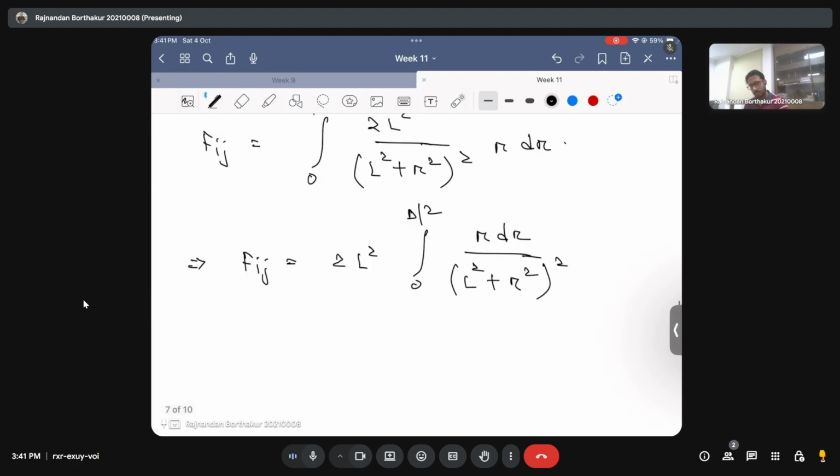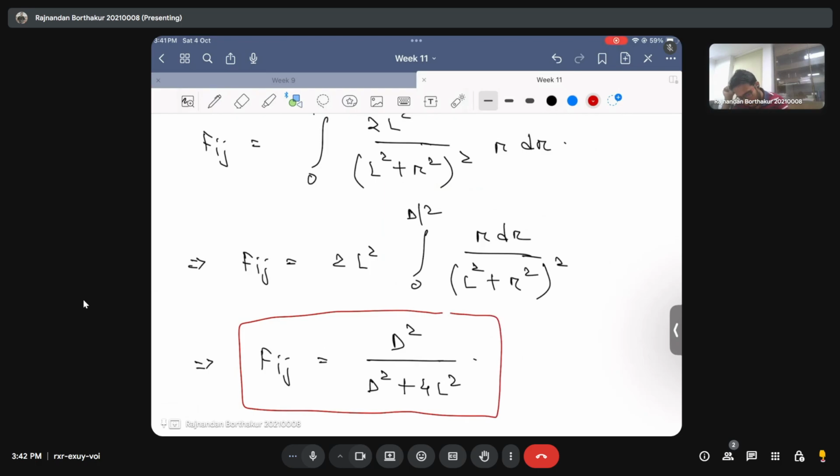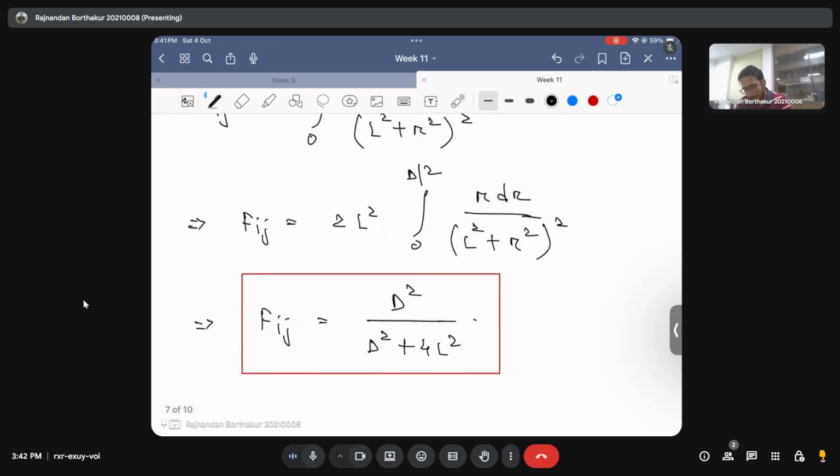Okay, if you do this integration, you can make some substitution. You can try it at your end. I have already done this. So when simplified, this integration leads to the view factor Fij simply turning out to be d square by d square plus 4L squared. So that's the expression of the view factor in terms of the diameter of the disk and the line joining the centers of the two disks.